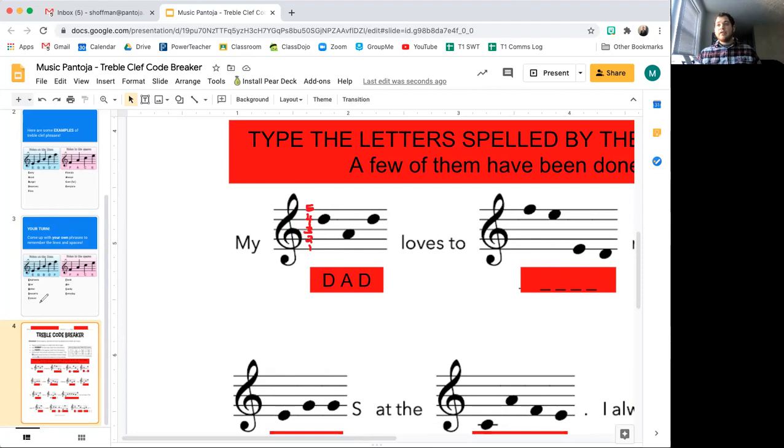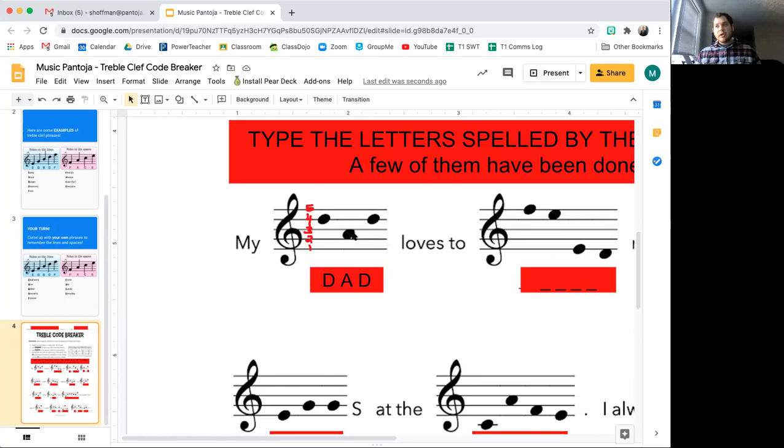So I can flip back to my other slide. I can look at the picture, or I can remember every good burger deserves fries. Every good burger deserves. 4th line, 4th word, deserves, starts with D. So that note letter is D.